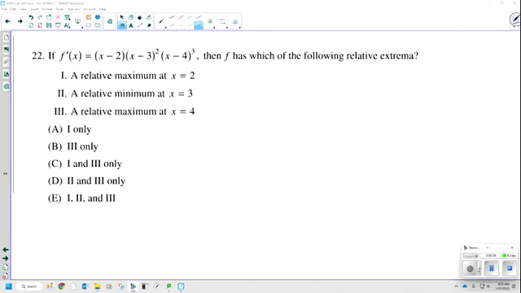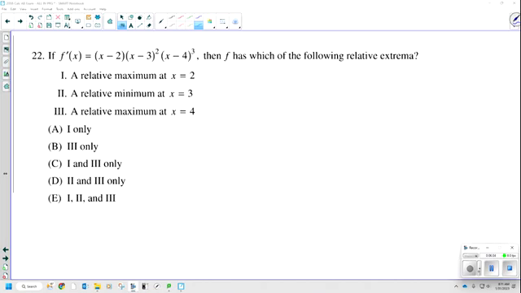All right, 22, back to basics. If f prime of x equals (x − 2)(x − 3)²(x − 4)³, then f has which of the following relative extrema? It either has a maximum at 2, a minimum at 3, or a maximum at 4. And it could be either one or a combination of all of those.